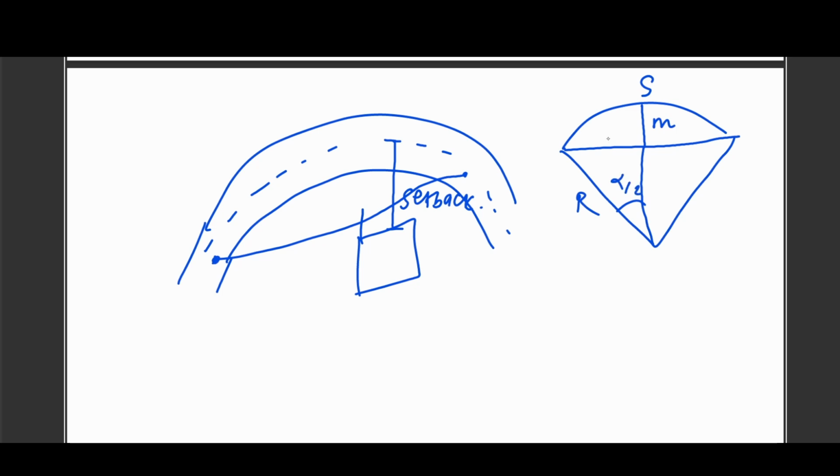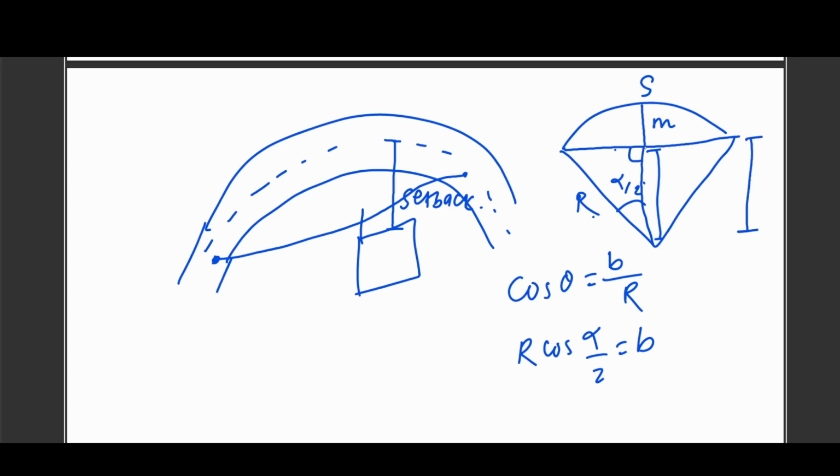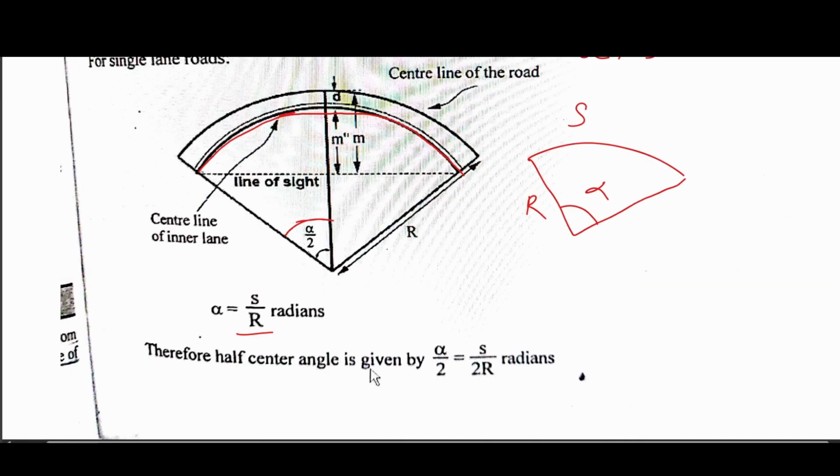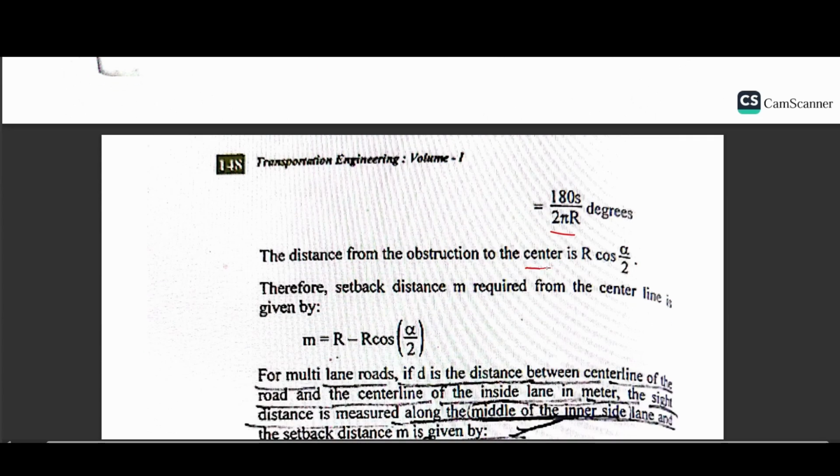So what will be this value? Cos theta equals b by h. What is b by h? Base over hypotenuse: this is the hypotenuse, this will be the perpendicular, and this is the base b. So b means this distance, and h means R. So R cos alpha by 2 will be the value of b. B means the distance from the obstruction to the center of the curve. So the distance from the obstruction to the center equals R cos alpha by 2.